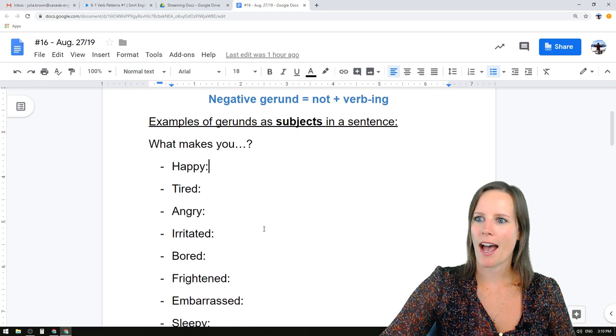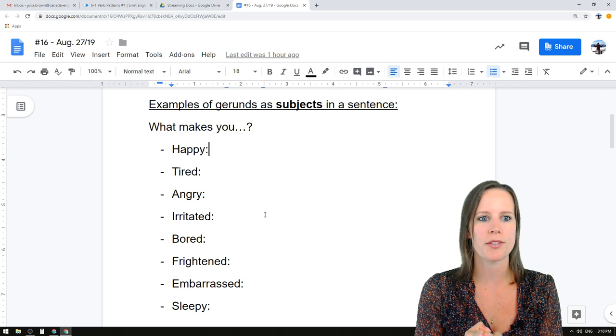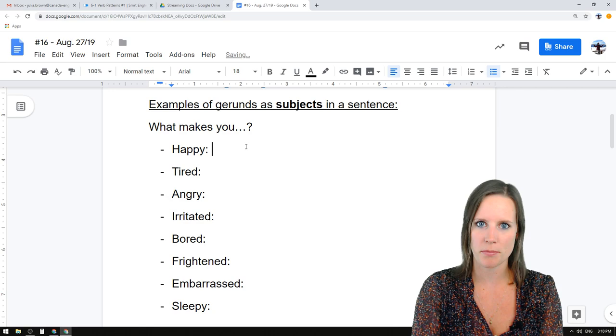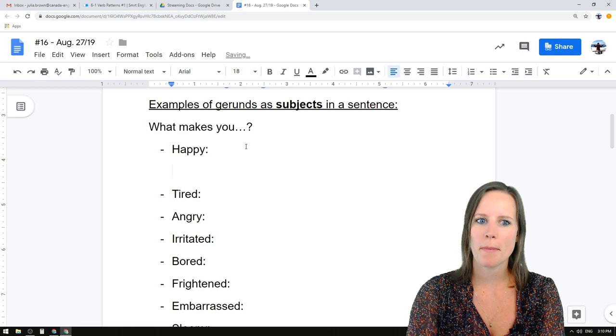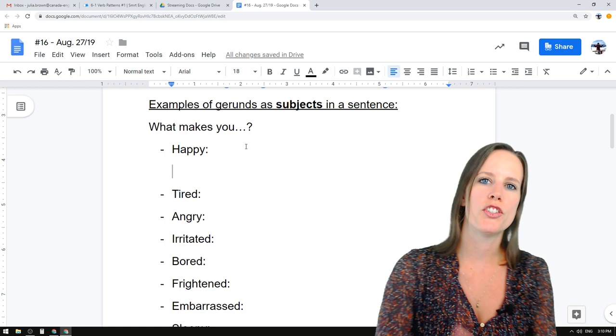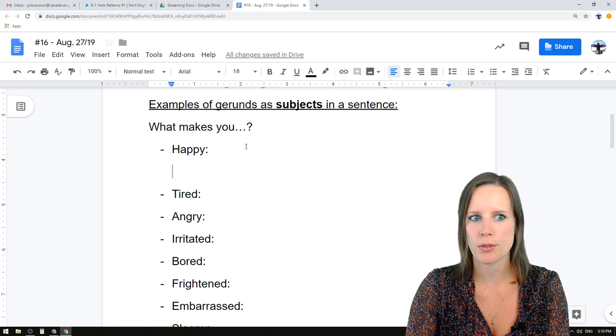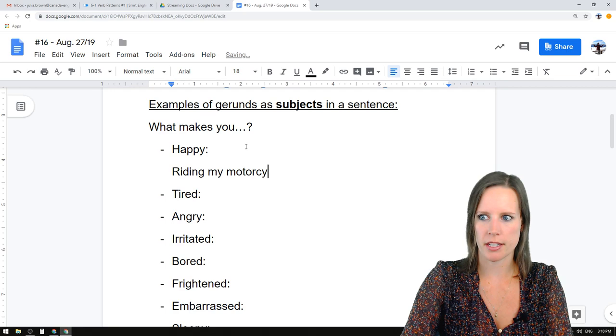Let's come up with some examples. I have some tasks for you guys. I'm going to help you make gerunds as subjects examples by asking you, what makes you happy? I want you to try and think of gerunds as subjects to answer the question, what makes you happy? For example, riding my motorcycle makes me happy. I want you guys to give me some examples.